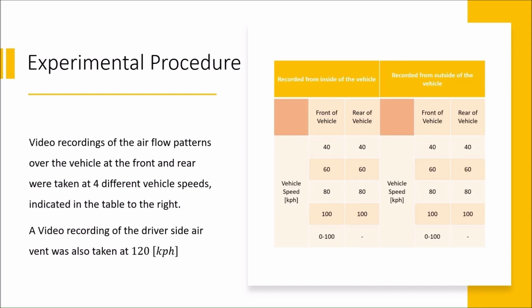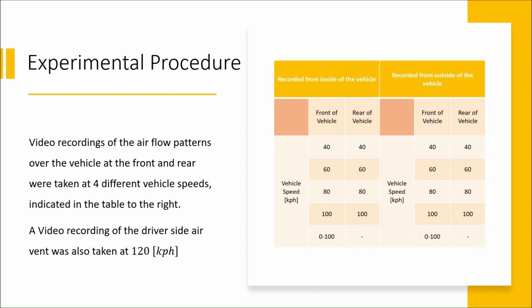Recordings were made of the front and rear of the vehicle from inside and from outside of the vehicle, using the rear window and the vehicle's panoramic sunroof. Observations were made at 4 different speeds, namely 40, 60, 80, and 100 km per hour, as well as 2 videos that were taken for variation of vehicle speed ranging from 0 to 100 km per hour. Both were taken of the frontal area of the vehicle, one from the inside and one from the outside.